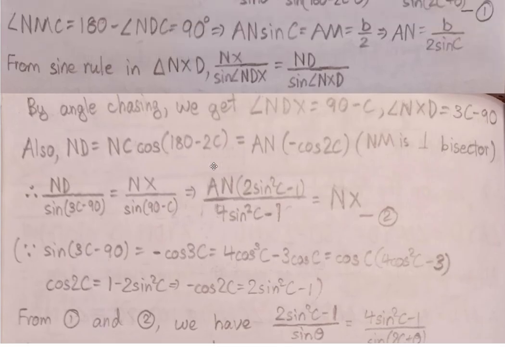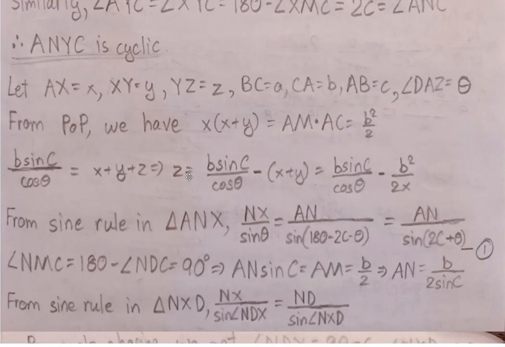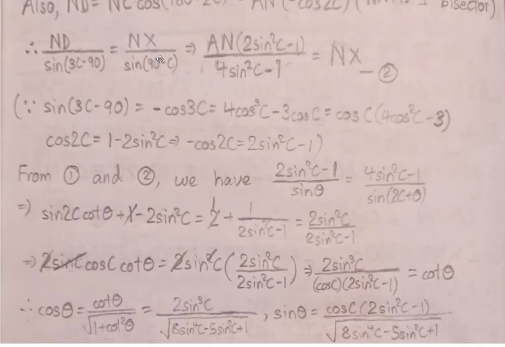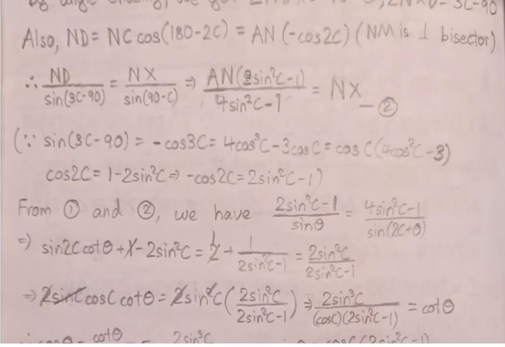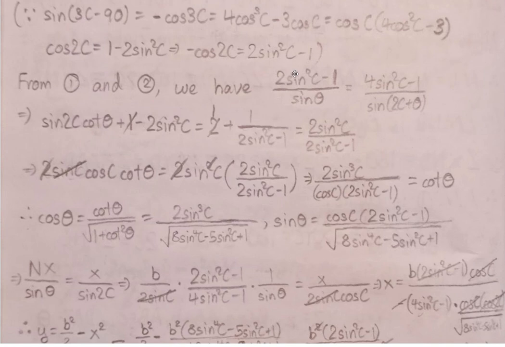So here we're just using the fact that this is just 90 minus c, and this is just 180 minus 2c. So that gives you this angle as 3c minus 90. And then we use that, and then we use the sine 3c formula, actually the cos 3c formula, because it evaluates to minus cos 3c. And then we use minus cos 2c formula. And then, yeah, this is just compound angles.